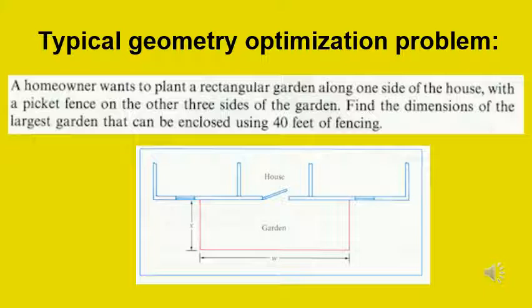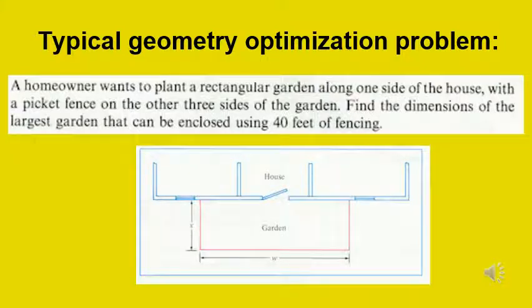So our first problem here, it says a homeowner wants to plant a rectangular garden along one side of a house. When I first took calculus, I remember I don't know how many problems that dealt with rectangular gardens. And it turns out it's almost a cliche in calculus. You could Google the phrase rectangular garden and come up with hundreds of calculus problems like these. They always have a little bit of a twist to them, and this one says that there's a picket fence on three sides, and we're supposed to find the dimensions of the largest garden that could be enclosed using 40 feet of fence.